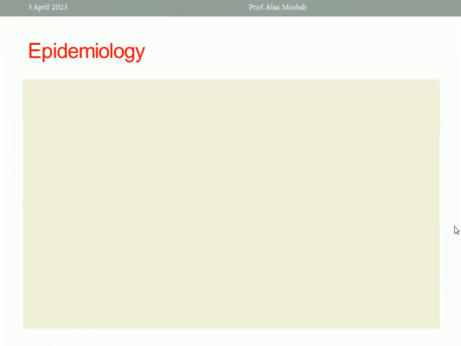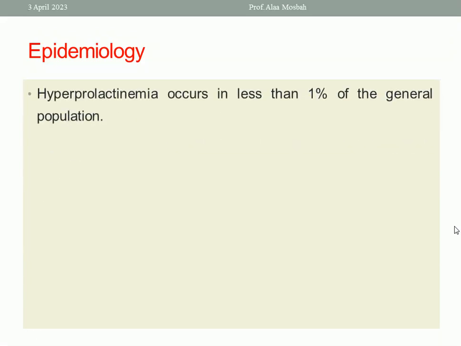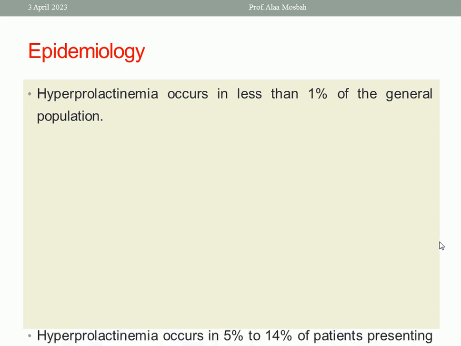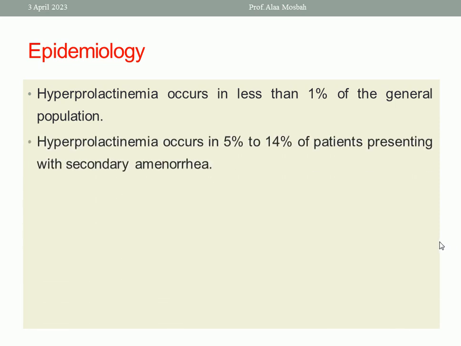What about the epidemiology of hyperprolactinemia? Hyperprolactinemia occurs in less than 1% of the general population. It is about 0.4% in some studies, 0.4% in unspecified adults. Okay? So, what about the prevalence in women with secondary amenorrhea? With secondary amenorrhea, the prevalence of hyperprolactinemia increases to 5 to 14%. Okay? 5 to 14% in women with secondary amenorrhea.